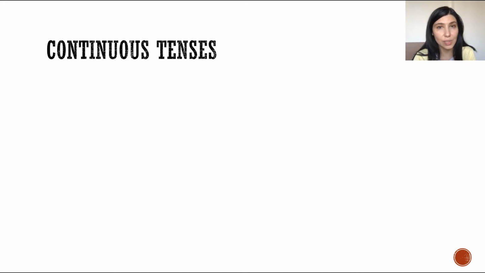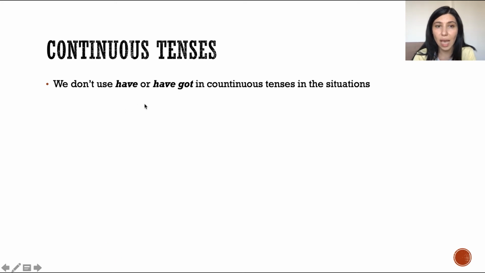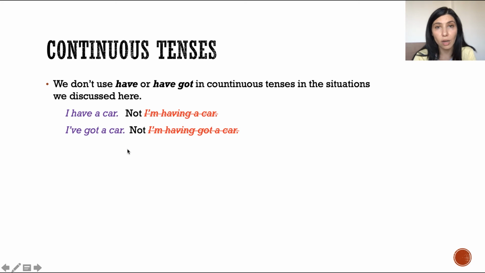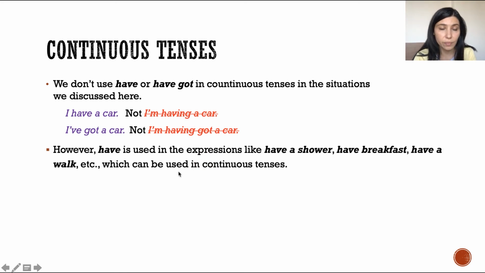Now, how about continuous tenses? We do not use have or have got in continuous tenses in the situations we discussed here. I have a car, we say, not I'm having a car. Or I've got a car, not I'm having got a car.